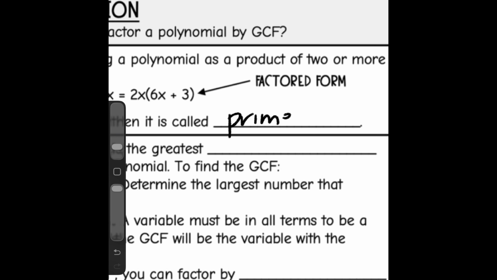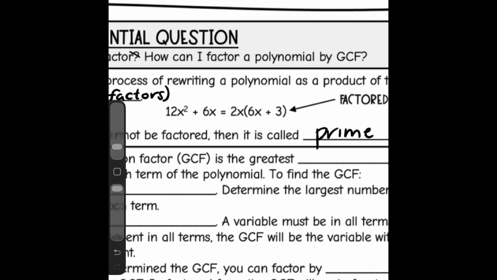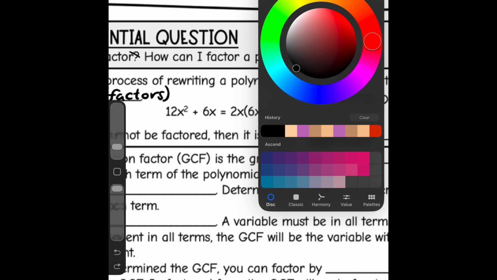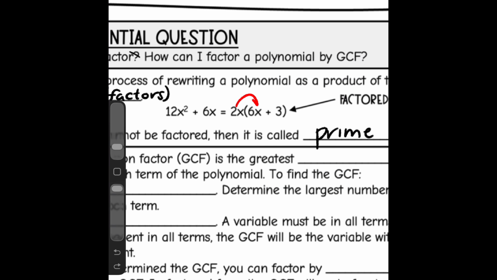Now let's look at the example they give us. They give us 12x squared plus 6x equals 2x times (6x plus 3). If we distribute here, what is 2x times 6x? It's 12x squared. What is 2x times 3? It's 6x. So that just means that 2x times (6x plus 3) is the prime factorization.